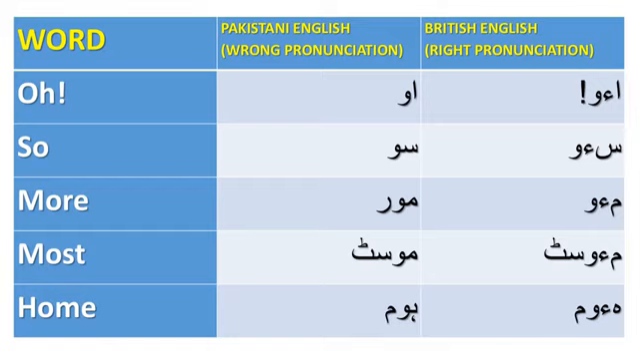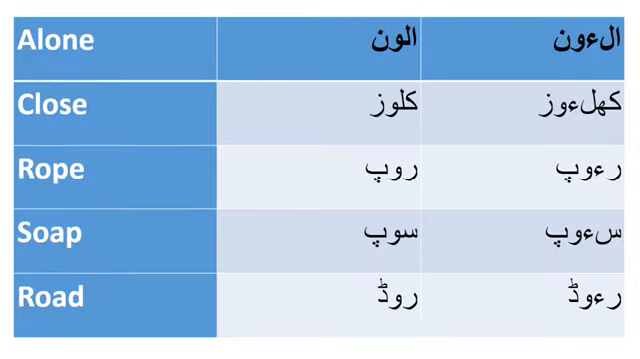S-O is not so, but so. M-O-R-E is not more but more. M-O-S-T is not most but most. H-O-M-E is not home but home. A-L-O-N-E is not alone but alone. C-L-O-S-E is not close but close. R-O-P-E is not rope but rope.